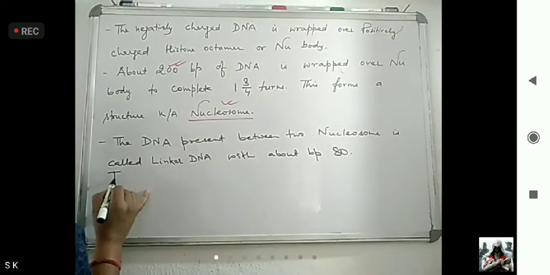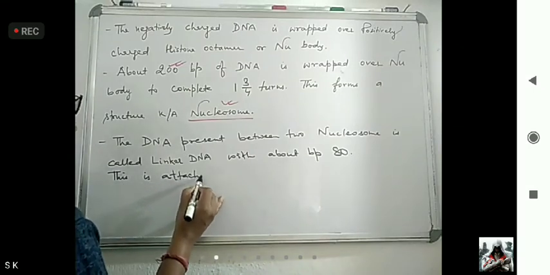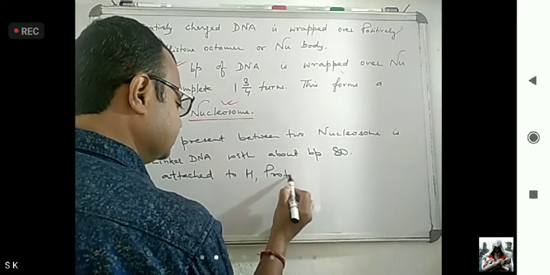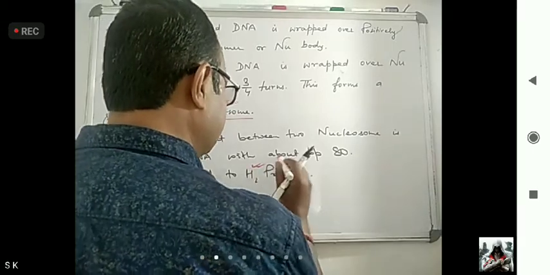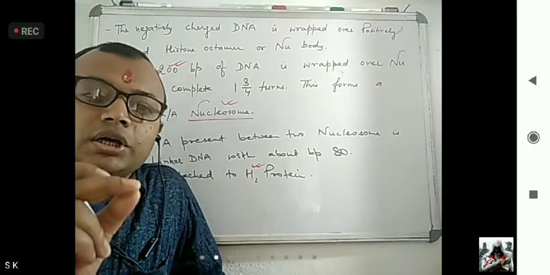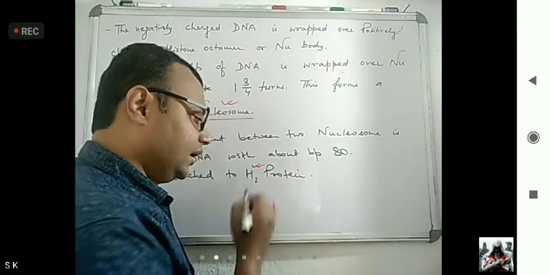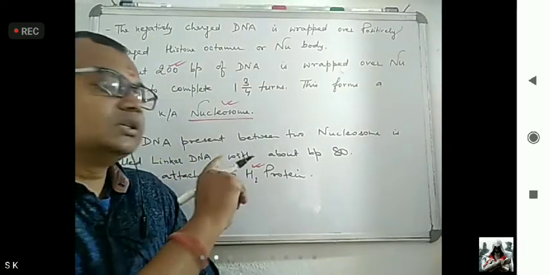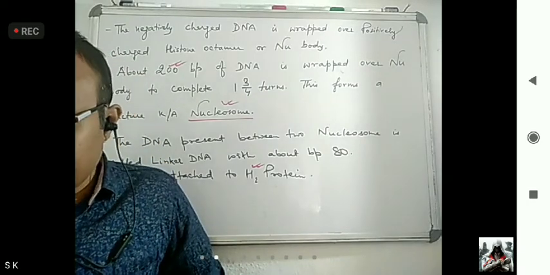And that is attached to H1 protein. Okay, now one question already came: which protein is not part of the histone octamer? Which will that be? This one, H1 protein. Why? Because it acts as connecting two nucleosomes, so it acts as linker.